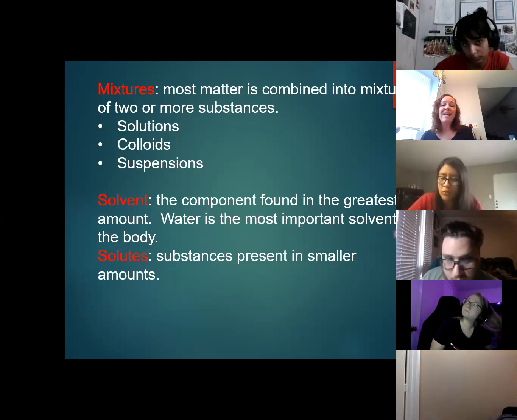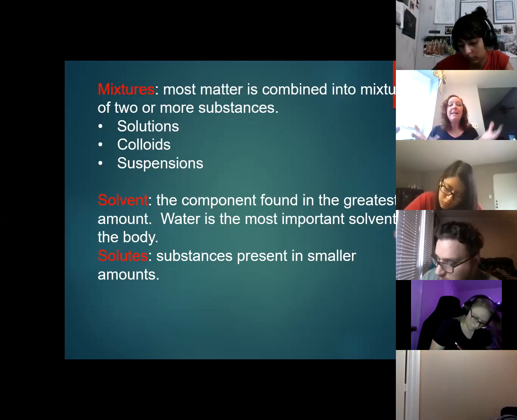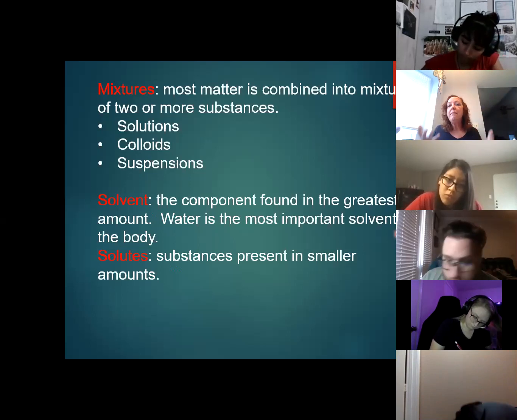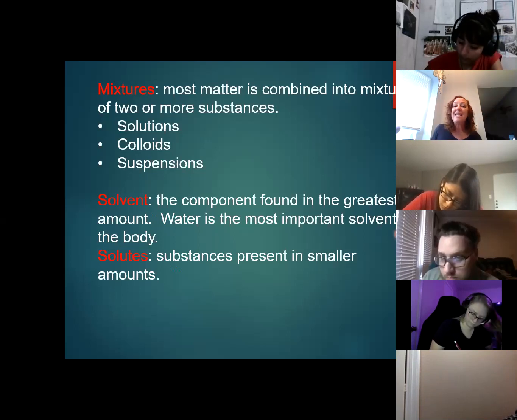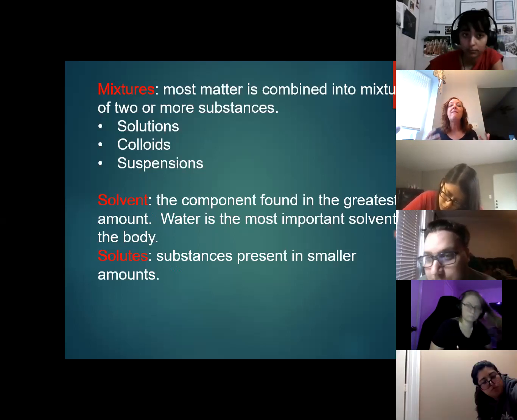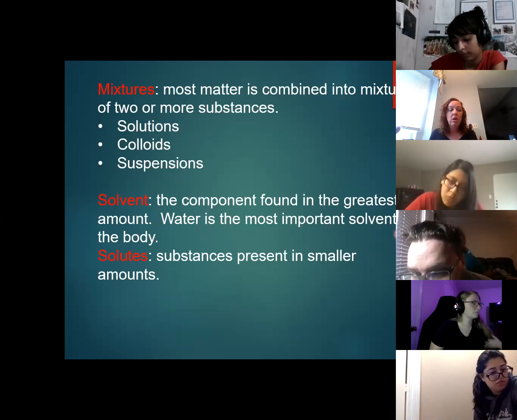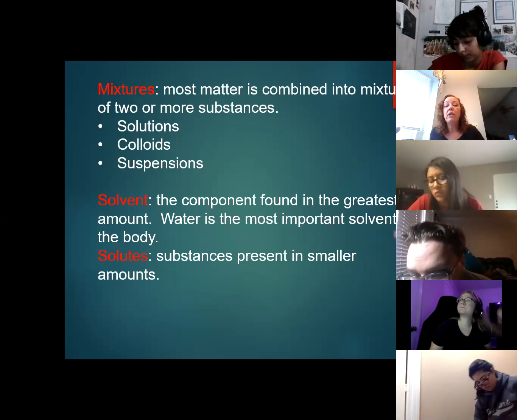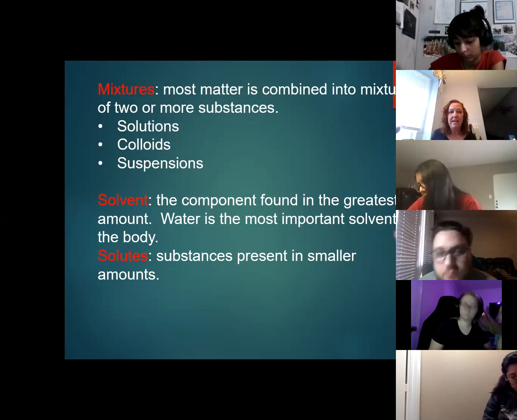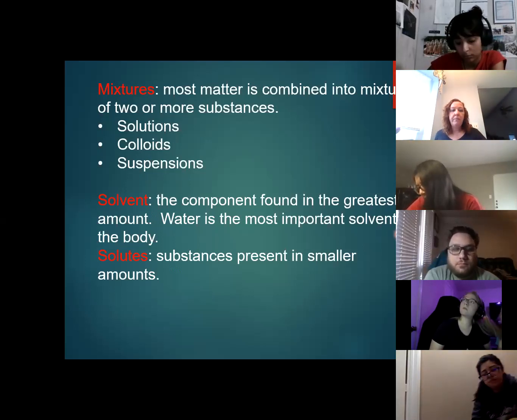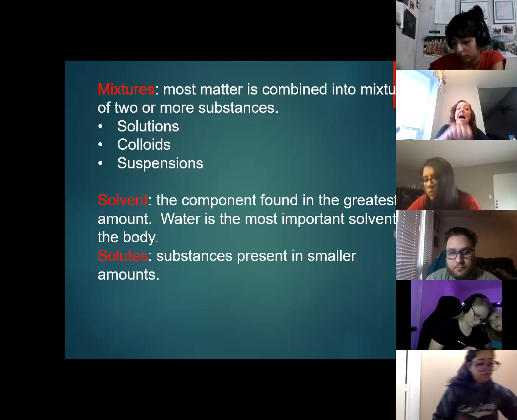The solvent and the solute. So if we're mixing 2 things together, we have to have a name designating these 2 things. The solvent is the thing that we have in the greatest amount. Water is what we call the universal solvent, meaning that you can mix literally anything in water. The solute is what we're adding to it.